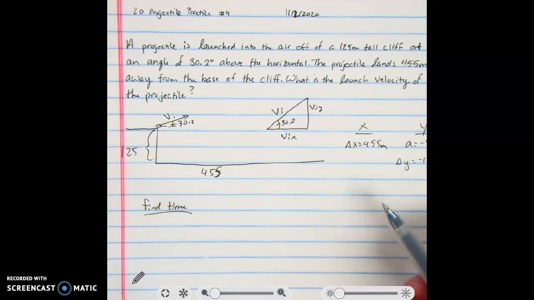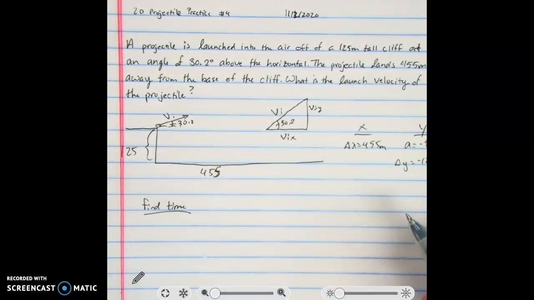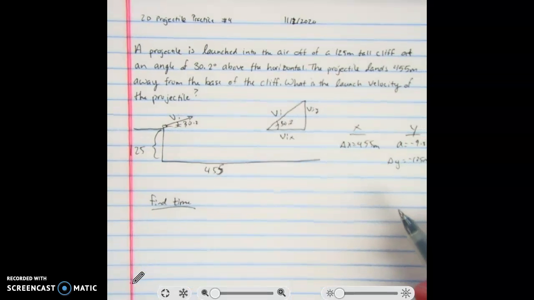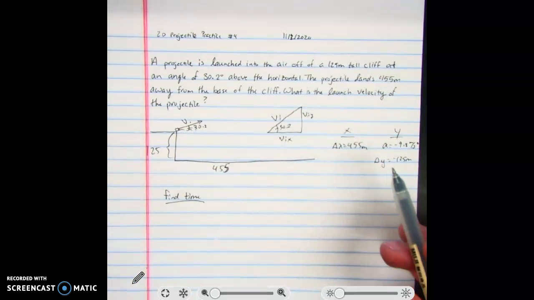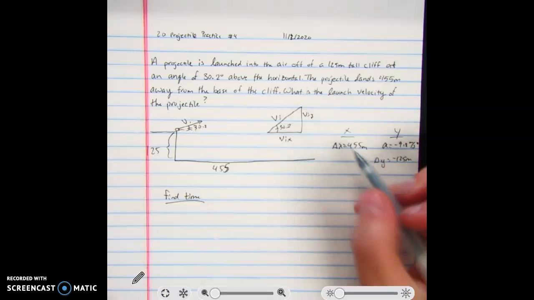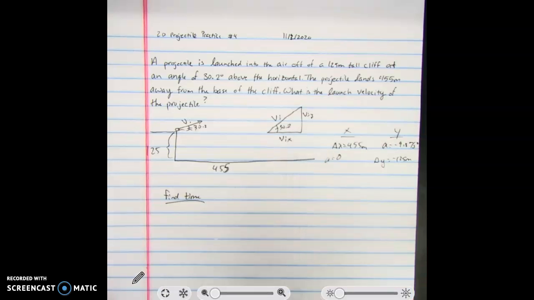Sorry, that's going to cut off. Let me zoom out a little bit. Boom. Okay. You can also set the initial x to 0 if you want.